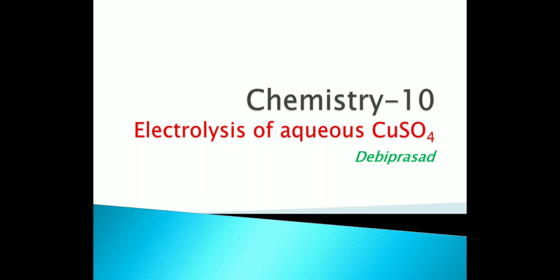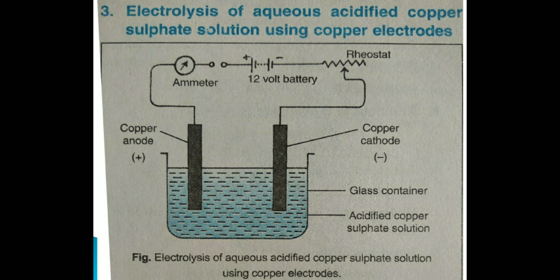In this video, you will be learning about the electrolysis of aqueous copper sulphate. Please look at the diagram. The anode is made up of copper. The cathode is also made up of copper. We know that the anode is positively charged and the cathode is negatively charged. The electrolyte is acidified copper sulphate solution.